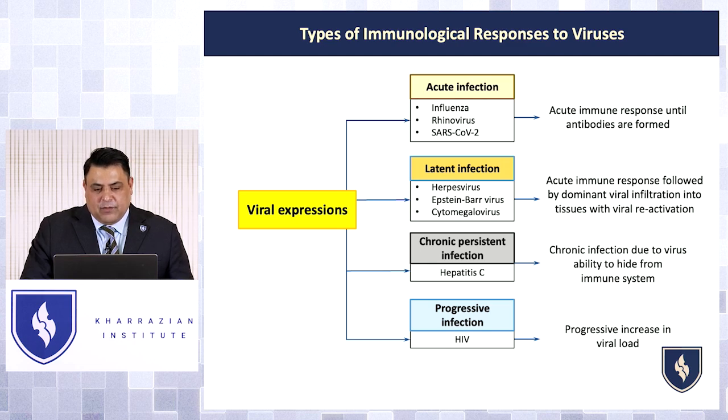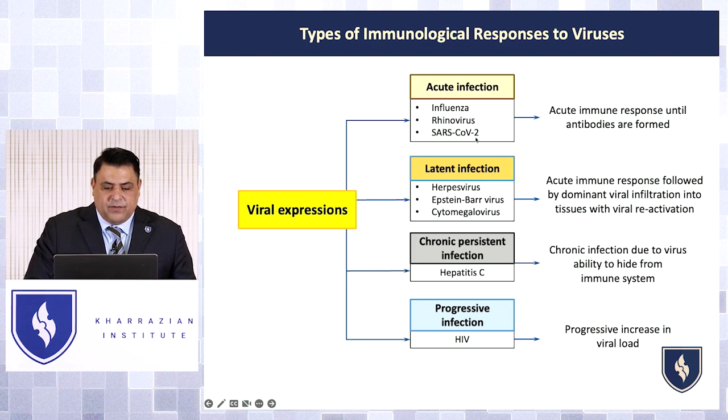And different viral infections can be an issue. Some people lose their viral resiliency. There are acute infections like influenza, rhinovirus, SARS-CoV-2. They cause an acute immune response until antibodies are formed, and then the person recovers. People get latent infections. Latent infections are chronic infections that reactivate themselves. They stay in the tissues, like herpes virus, cytomegalovirus. The next Carotid Institute module is actually on clinical applications to chronic infections. We'll be talking about this pathway a lot. And then chronic persistent infections like hepatitis C, and progressive infections like HIV.